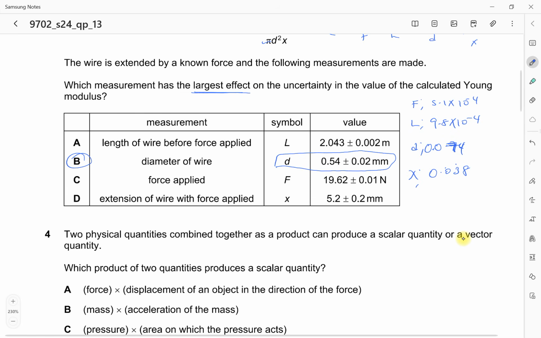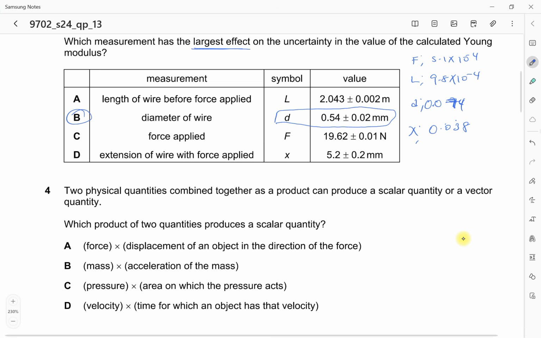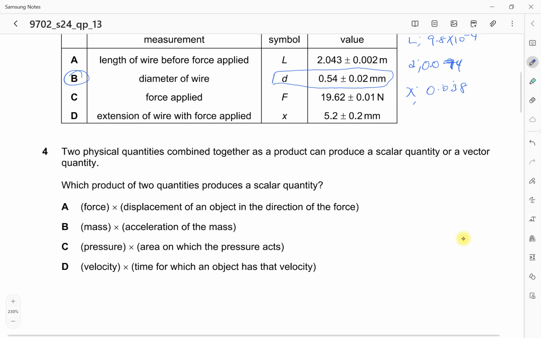Two physical quantities combined together as a product can produce a scalar quantity. Which product of two quantities produces a scalar quantity? Force is a vector quantity, displacement is a vector quantity. This one is the same as work, and work is a scalar quantity. Mass times acceleration gives us force, which is a vector. Pressure times area also gives us force, because pressure is force acting normally per area. So that is a vector.